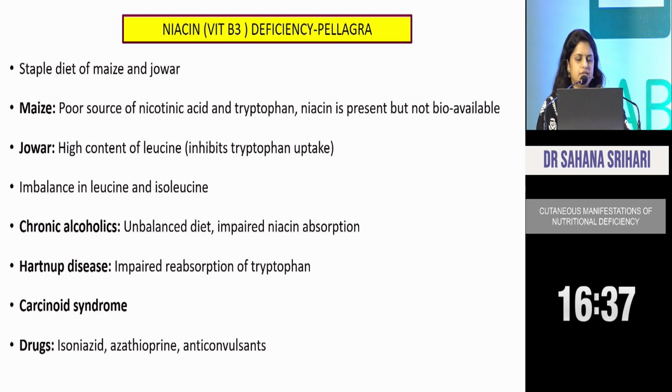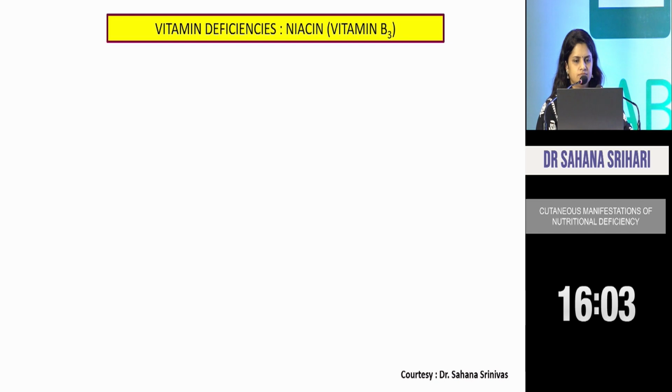The etiology can be in persons having a staple diet of maize and jowar, where the niacin is in the bound form. It is not freely available. So one thing that we should keep in mind is we can counsel the patients to do a process called nixtamalization. This is where the grains are soaked in lime water overnight so that the next morning when it is used, you have the nixtamal and the nejayote, and the bound niacin is available in the free form and easier for absorption. It also occurs in chronic alcoholics, Hartnup disease, carcinoid syndrome, or drug intake.